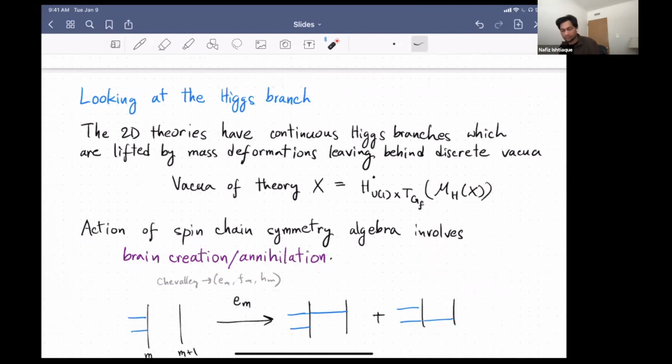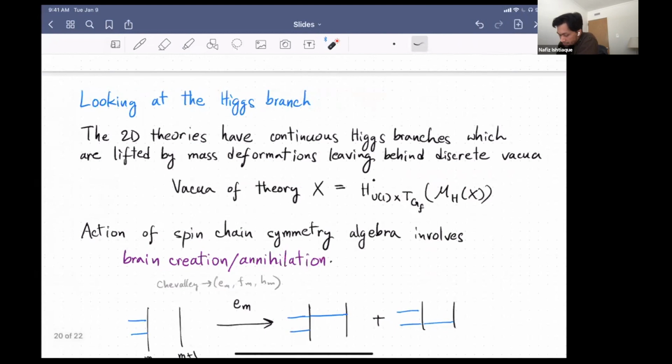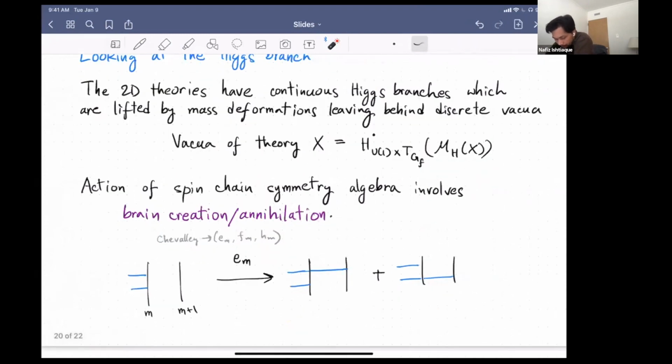And these discrete vacua should correspond to the states in the representations via this Bethe/gauge correspondence. So suppose we have some theory X and the Higgs branch vacua of this theory X is given by the equivariant cohomology of the Higgs branch, where the equivariance is with respect to all the twisted masses that we turned on. So in particular, the Cartan of the flavor symmetry and this all important U(1) symmetry that we had. Now the spin chain symmetry algebra.